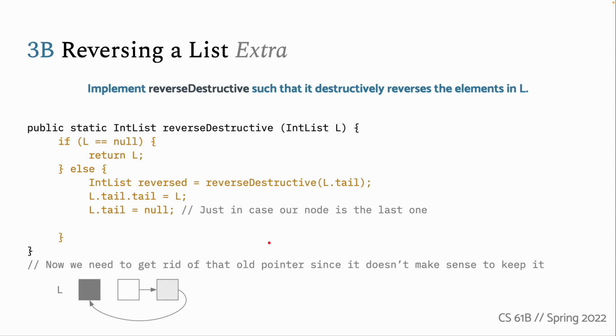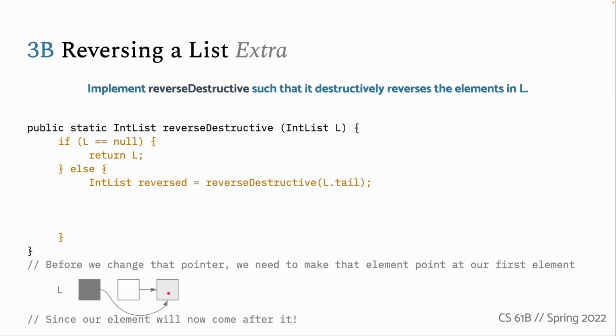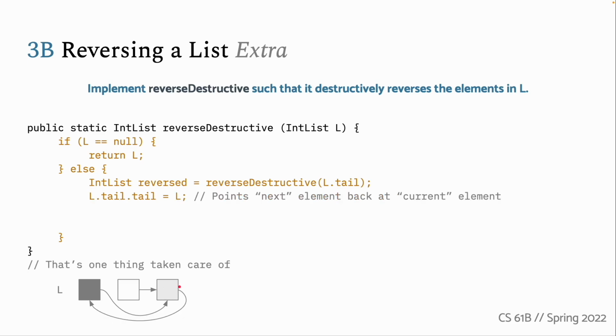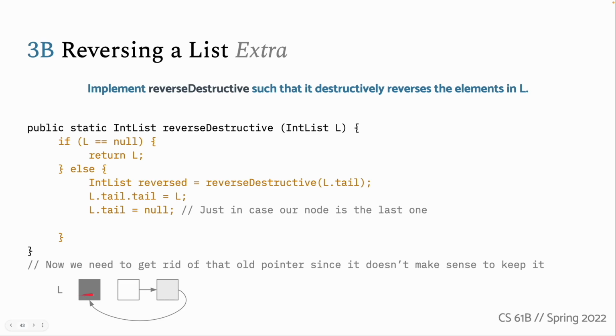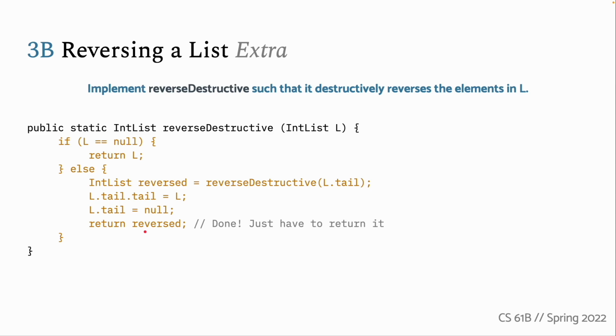And now that we've done that, we can get rid of that old pointer because it doesn't make much sense to keep it anymore. We want this to be the end, so we want to set L.tail to be equal to null, in case our node is the last one. If it's not the last one, then this will be replaced when we go up a recursive call, just like it was here. If you notice, previously this had a tail of null, and then we replaced it with a pointer to the appropriate element in this recursive call. And then we just return reverse. And we can trust, based on our recursive leap of faith, that it will reverse appropriately in the steps above it, just as it recursed appropriately in this step and the steps below it.